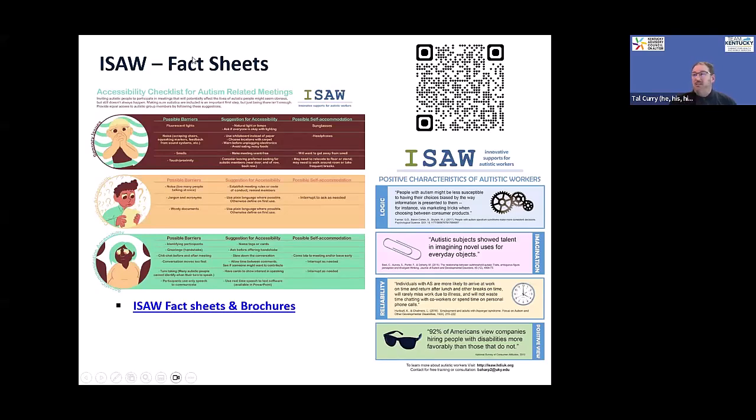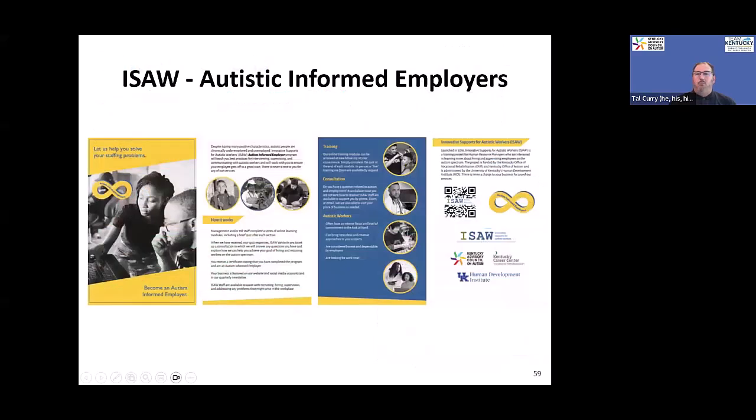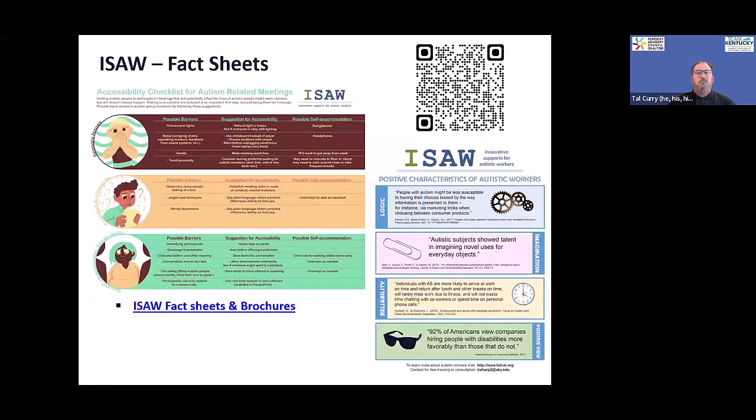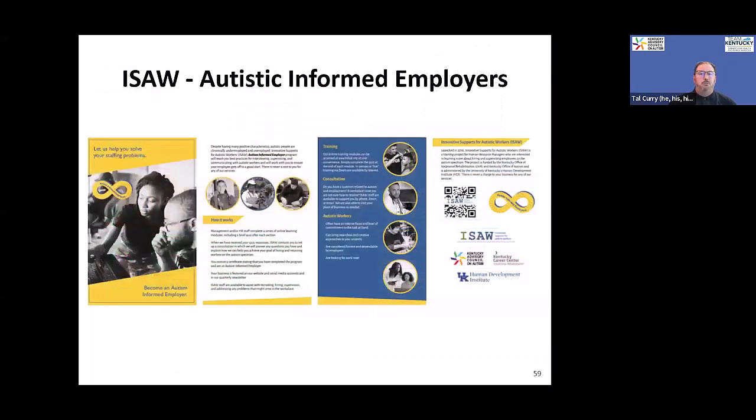I find that these fact sheets, even though they're created for employers, like here's an accessibility checklist on the left for autism related meetings. It has possible barriers, fluorescent lights, natural light or lamps, and suggested resources for accessibility, possible self-accommodations, and it does that throughout the sheet. It also was created by autistics, both an autistic graphic designer as well as another resource advocate.